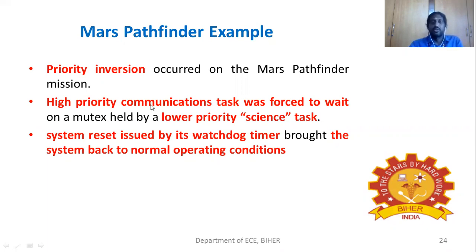So you need to reset. A system reset was issued by its watchdog timer. It's also a part of the system. It issued a reset signal and brought the system back to its normal operating condition. In this kind of situation it is difficult, and you need to reset the system according to real-environment problem detection. This is a great example of a watchdog timer used in the Mars Pathfinder mission, which reset and brought the system back to its original state after a high-priority communication task was forced to wait on a low-priority task. The system reset was issued by a watchdog timer. This is one example for the watchdog timer.